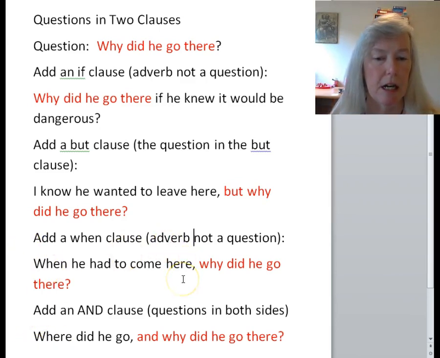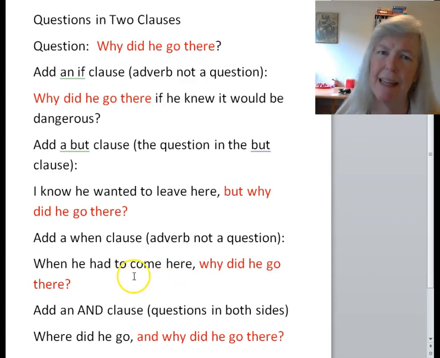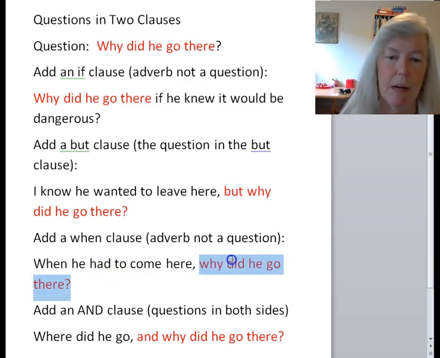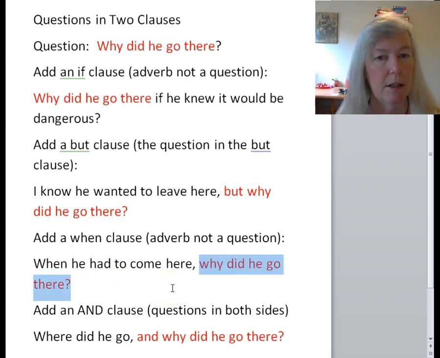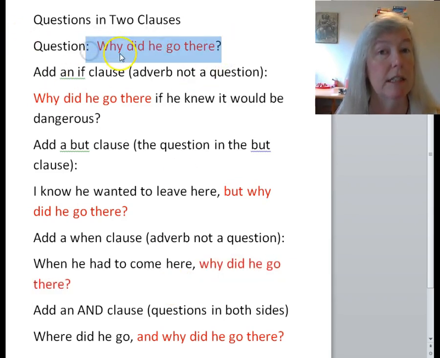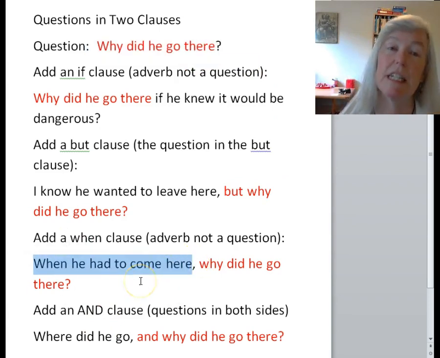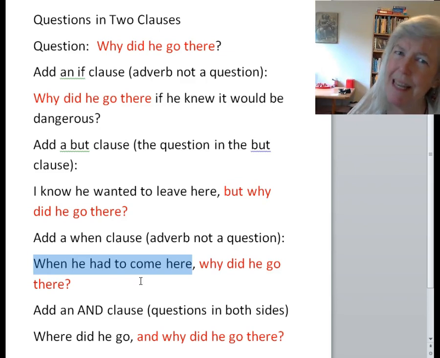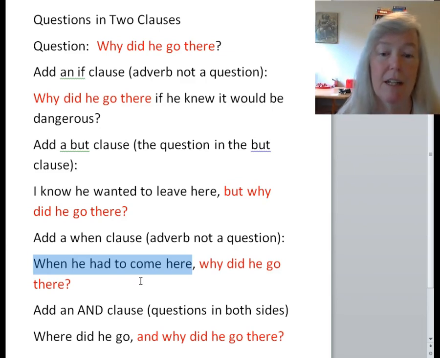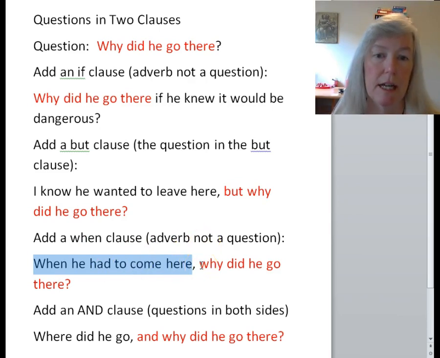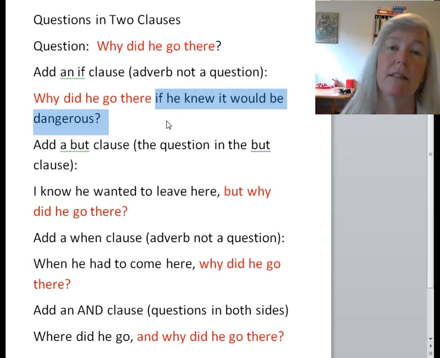When he had to come here, he was supposed to come here. When he had to come here, why did he go there? So that why did he go there question is still our question. And we have a time, actually it's a condition in this case. When he had to come here, why did he go there? The question is not in the adverb clause. The question is in the other clause. And we have the same rules. If the adverb clause is first, we have a comma. If the adverb clause is second, there's no comma.